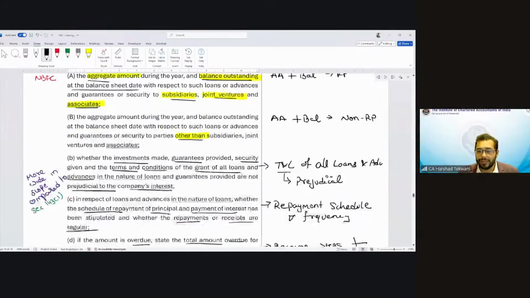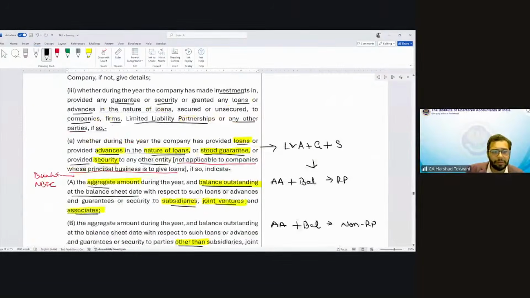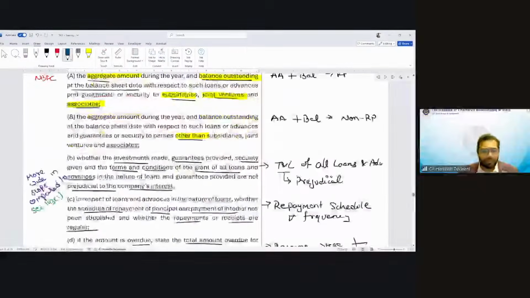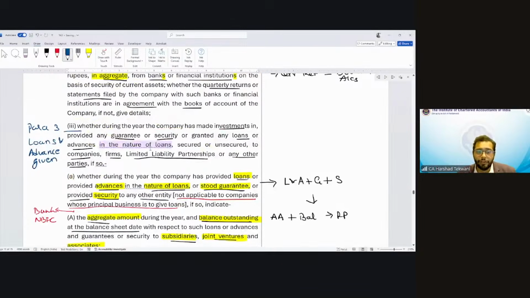So we started with the loans and advances from this particular part over here, para 3.3, loans and advances given. It has 6 points, till F, which are required to be reported. Any doubt with respect to this one? Okay, let's go quickly and see the audit report, the annual report, to understand this particular part.